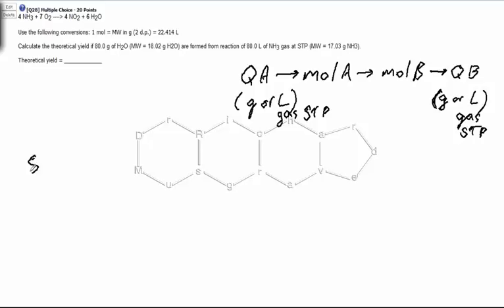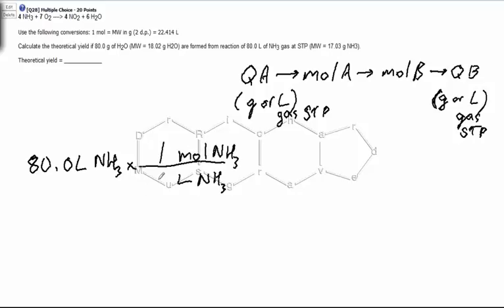Alright, so we're starting out with 80.0 liters of NH3. We know liters of NH3 will go on the bottom. We know moles of NH3 will go on top. 1 mole of NH3 is going to equal 22.414 liters of NH3. Moles of NH3 will go on the bottom, and moles of H2O will go on top.